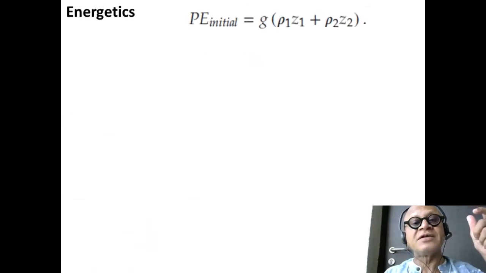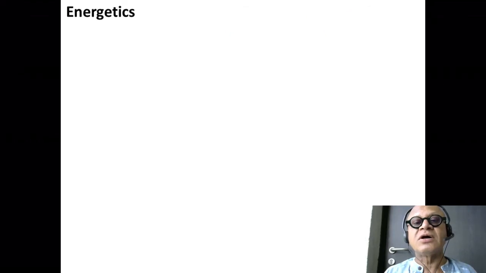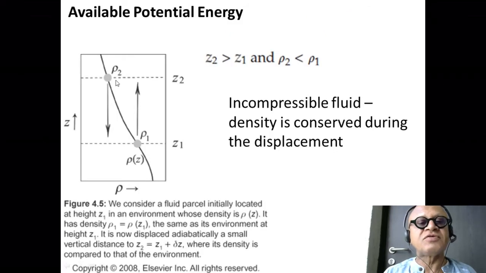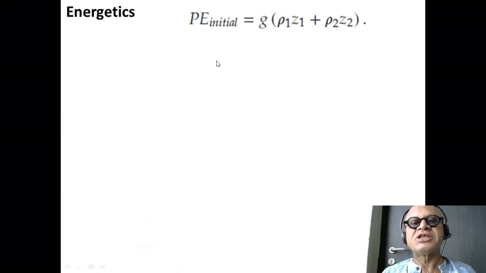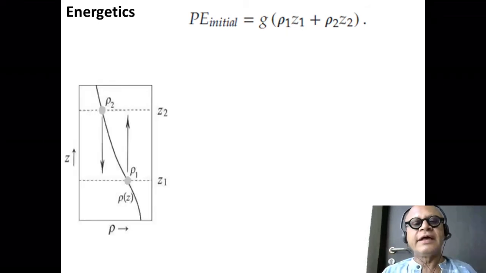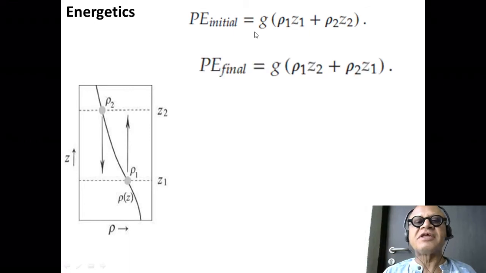Okay, so we had done the energetics this way, looking at this rho1 z1, rho2 z2, and then after they've been displaced up and down respectively, we wrote the energetic initial distribution as g times (rho1 z1 plus rho2 z2), and we displaced them and created a final potential energy of g times rho1 z2, which has been moved here, and rho2 z1, which has been moved down.